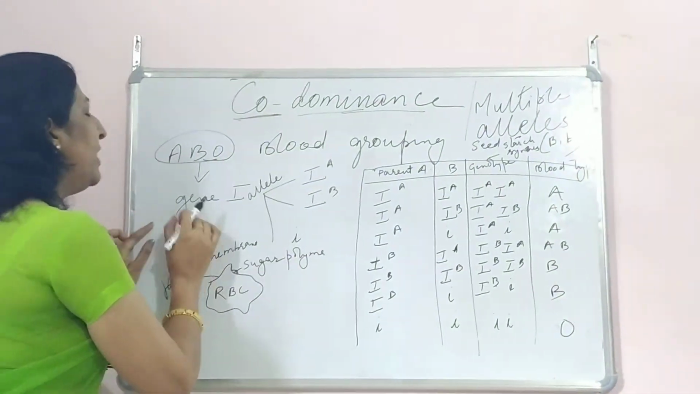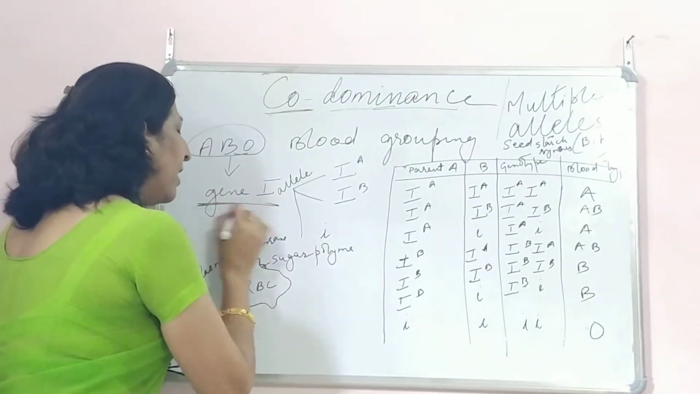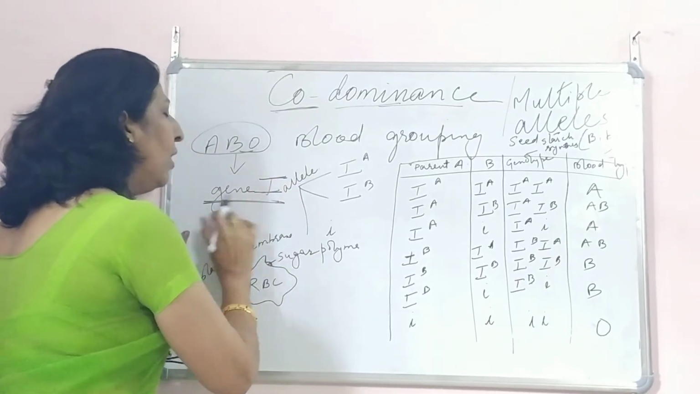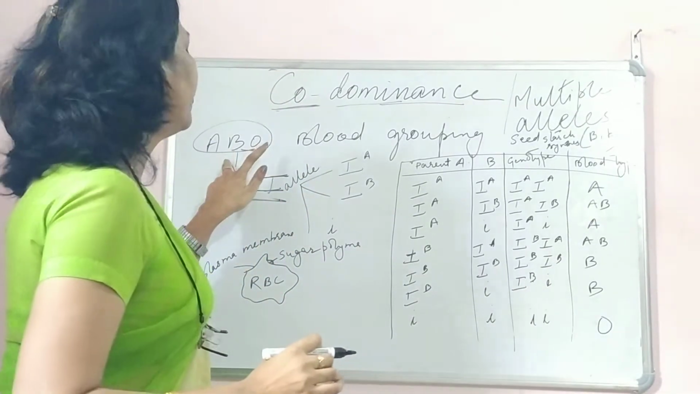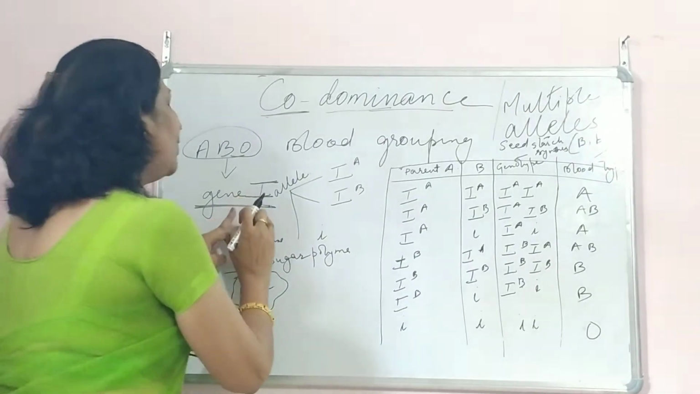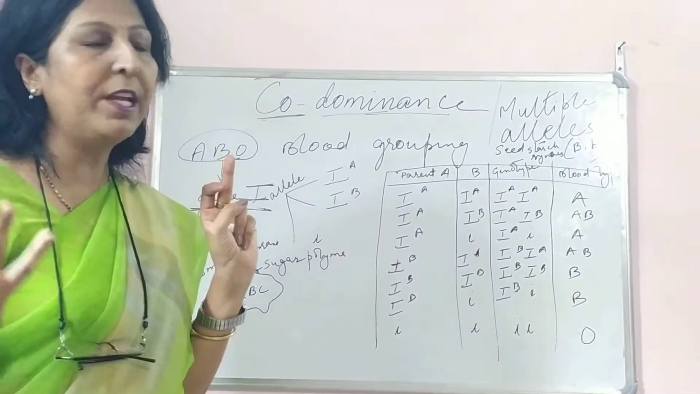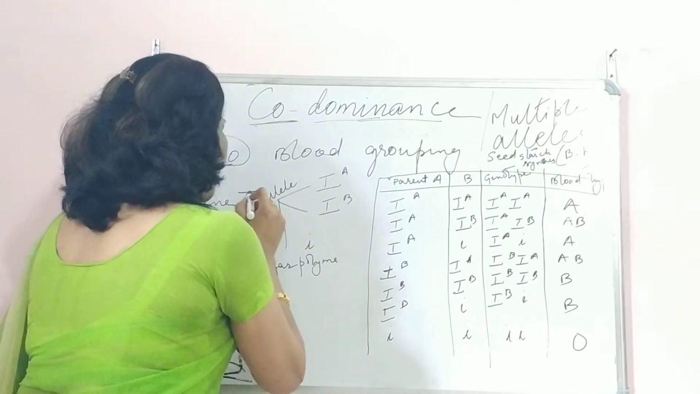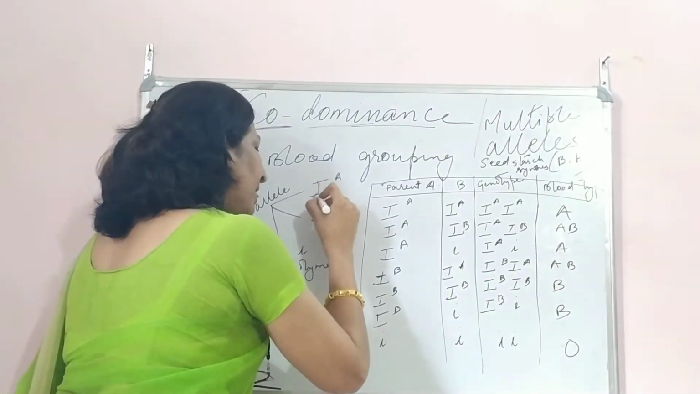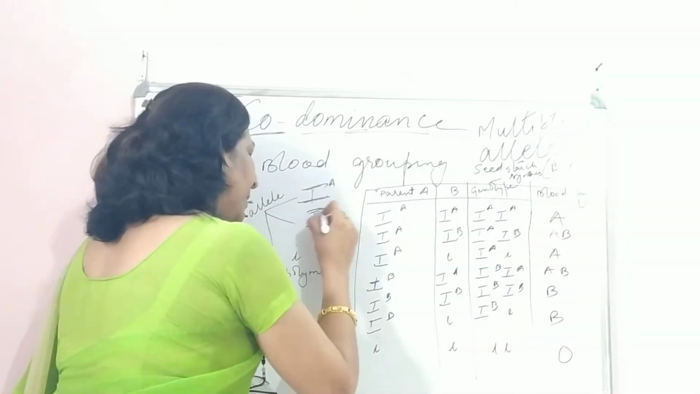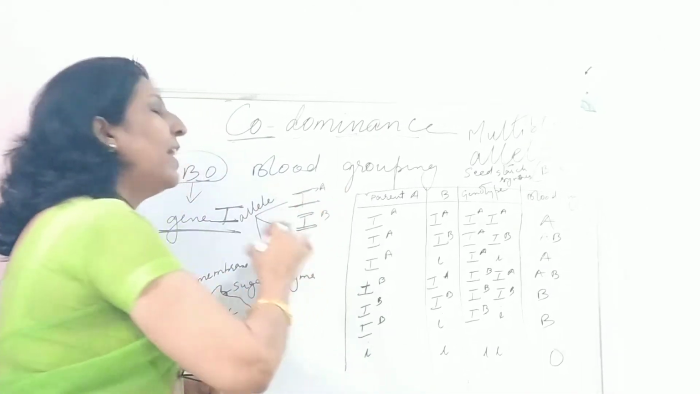And the gene I is responsible for the exhibition of this, and how it will be, I'll tell you. Gene I has got three alleles, that is IA, IB and small i. So there are three alleles.